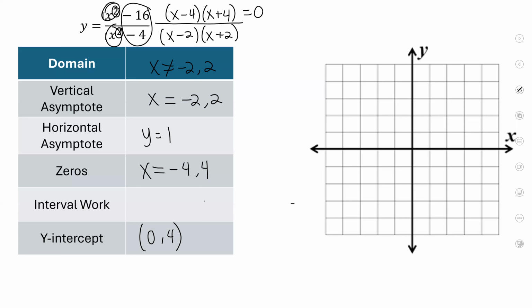For the interval work, you're looking at the vertical asymptote and the zeros. So you have -4, -2, +2, and +4. Now we're going to test numbers.